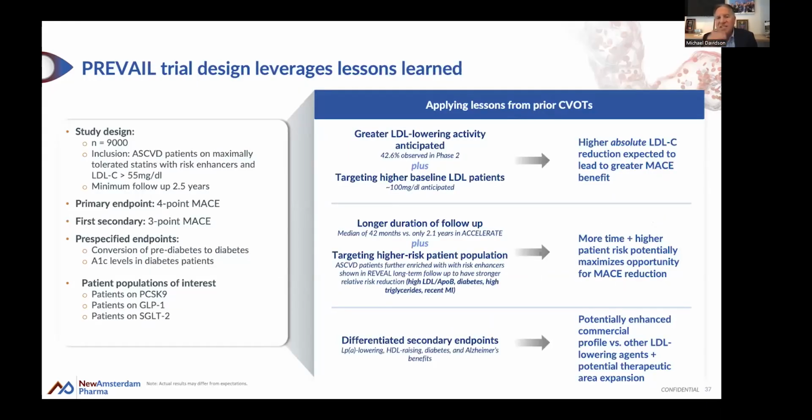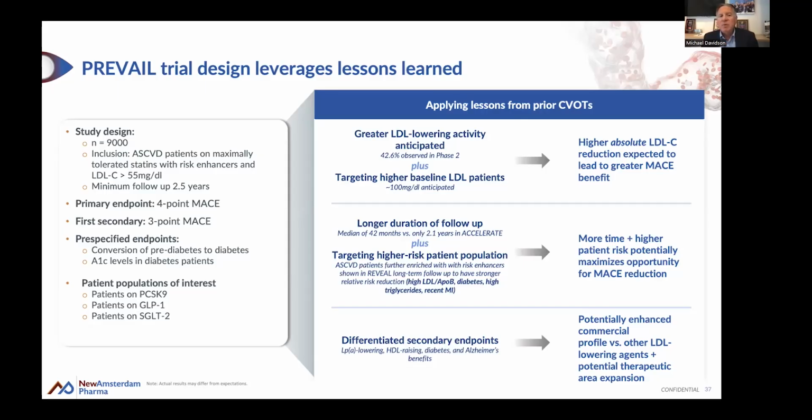In PREVAIL, again, we designed this for success. We don't want the trial to fail the drug. We've learned from all the lessons that you don't want to go bigger, because bigger and faster is not the way to go. We learned that from FOURIER, which had 27,000 patients and stopped at 2.3 years. The landmark analysis was important because if you're on the drug for only a year, the relative risk reduction went from 15% to 20%. So even having just 1 year of minimum follow-up made a big difference. We're having 2.5 years of minimum follow-up.